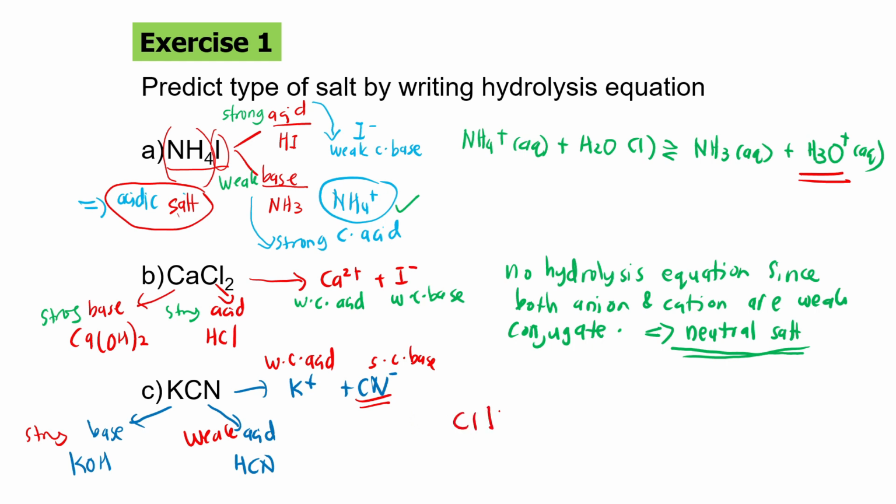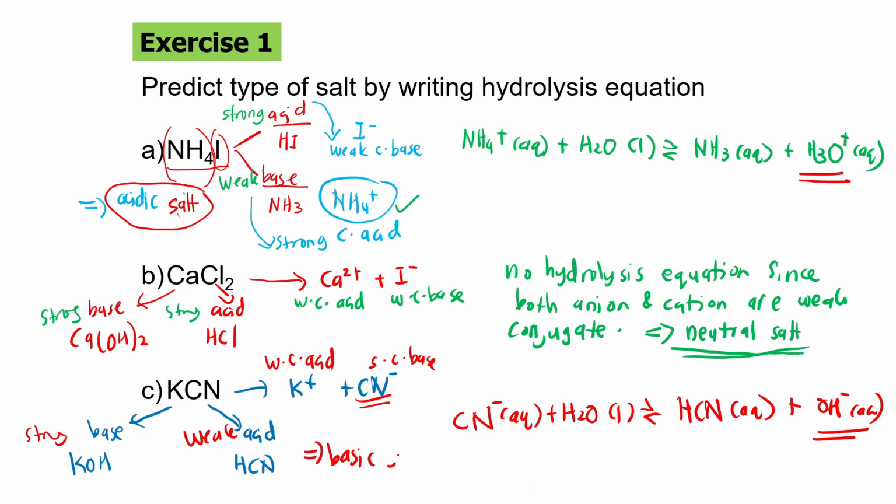So ini ialah anionic hydrolysis. CN minus react with water, produce, okay, partially dissociate HCN and OH minus. So at the end of the equation, we have OH minus, menunjukkan dia ialah basic salt. So actually kita pun tahu daripada strong base KOH dengan weak acid HCN. So disebabkan dia datang daripada strong base, jadi actually kita boleh identify KCN ni ialah basic salt. Cuma kita proofkan dengan hydrolysis equation.